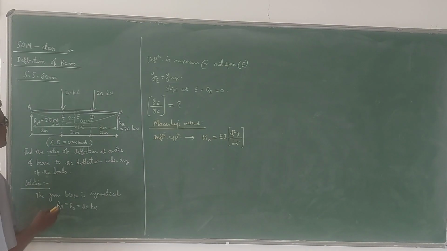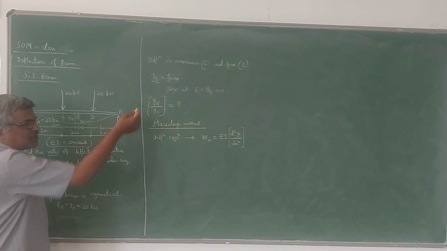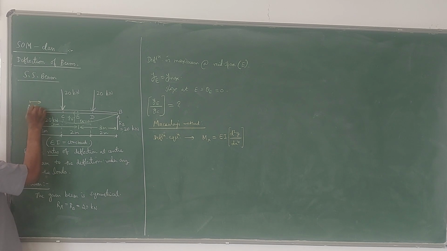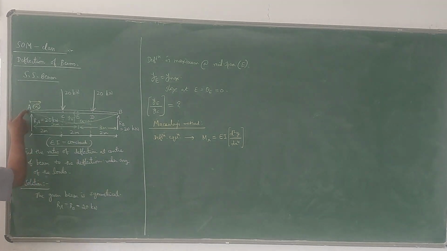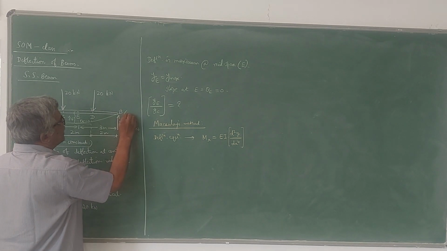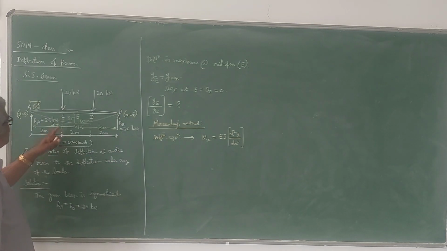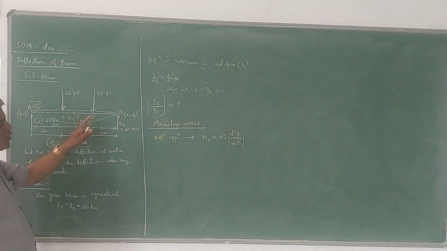So, we have to consider a section in the farthest region. Here in the case of a simply supported beam, x is measured from the left support. I have told you in the earlier lecture. X is measured from A here. That means at A, x is equal to 0. Here at B, x is equal to 6, 2 plus 2 plus 2, 6. At C, x is equal to 2. At D, x is equal to 4.